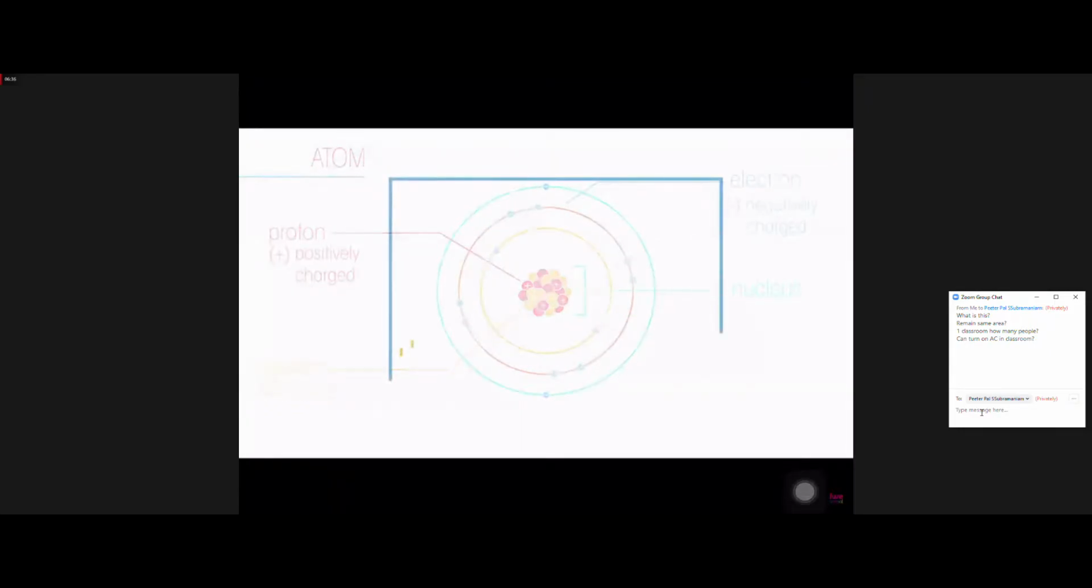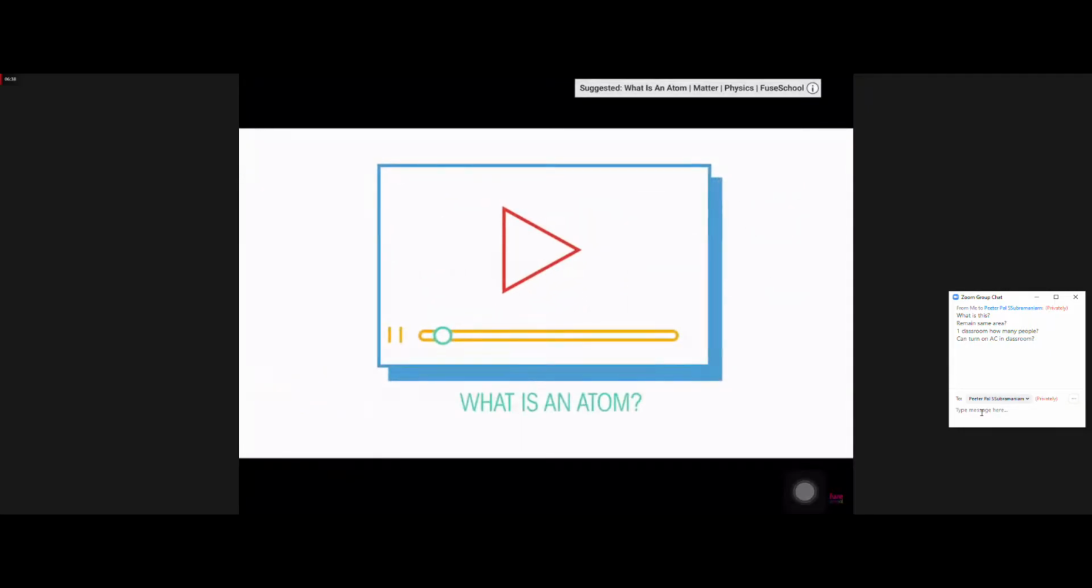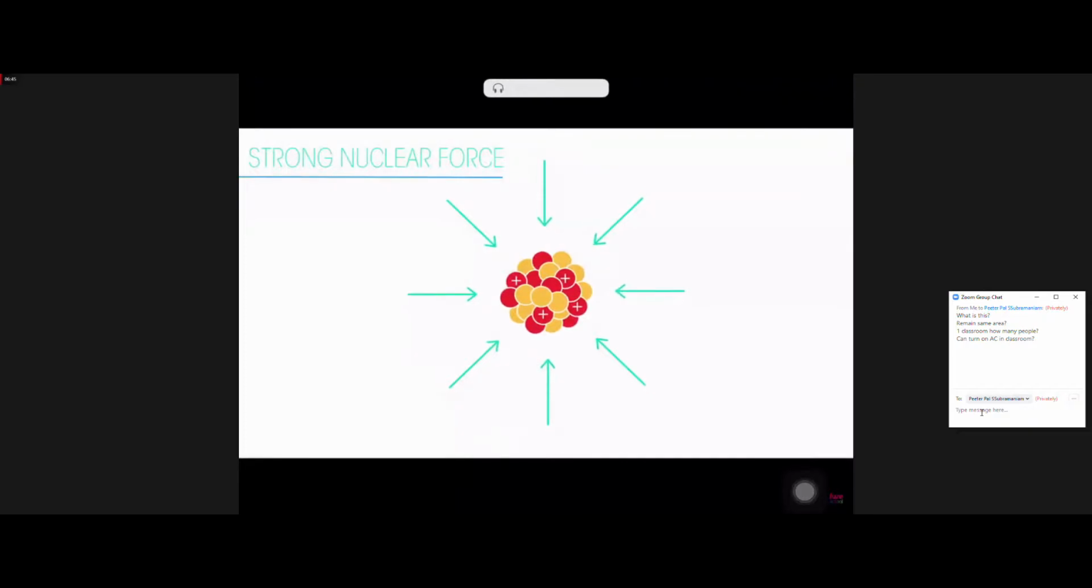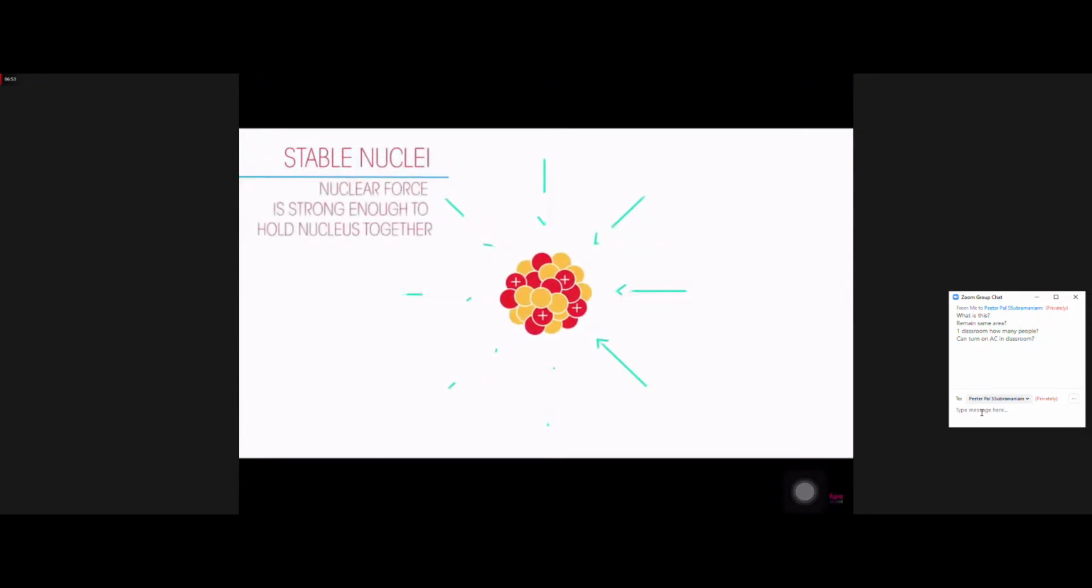For more information on atomic structure, watch this video. A strong nuclear force holds the positive protons and neutral neutrons together in the nucleus, and is what determines if a nucleus is stable. In stable nuclei, the force is strong enough and brings sufficient energy to hold the nucleus together permanently.